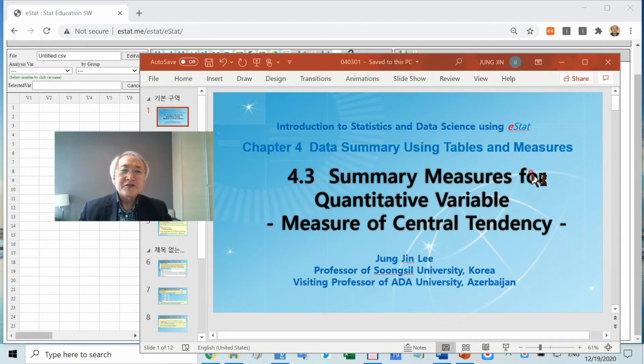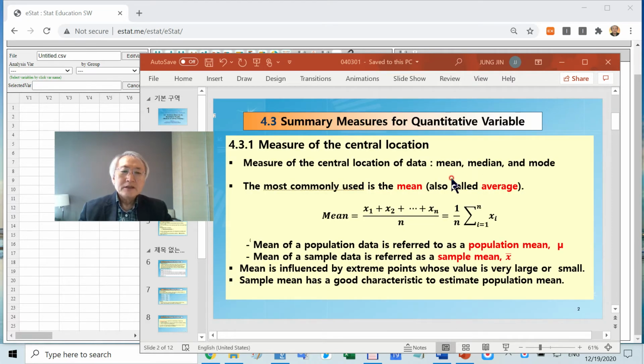Today, let's discuss summary measures for quantitative variables, especially measures of central tendency. You might know about the mean. It belongs to the measures of central location for quantitative data. Not only the mean, there are other measures called the median and mode. Mean, I think everybody would know that.